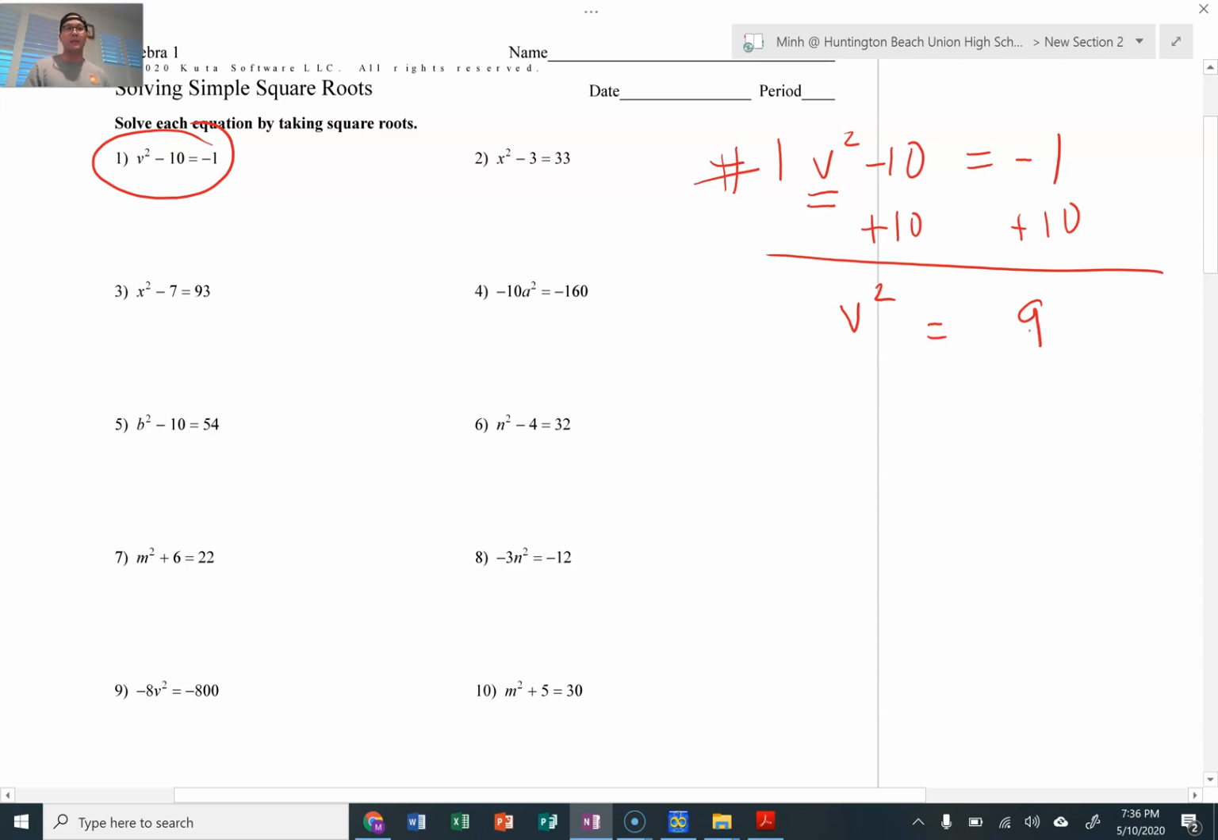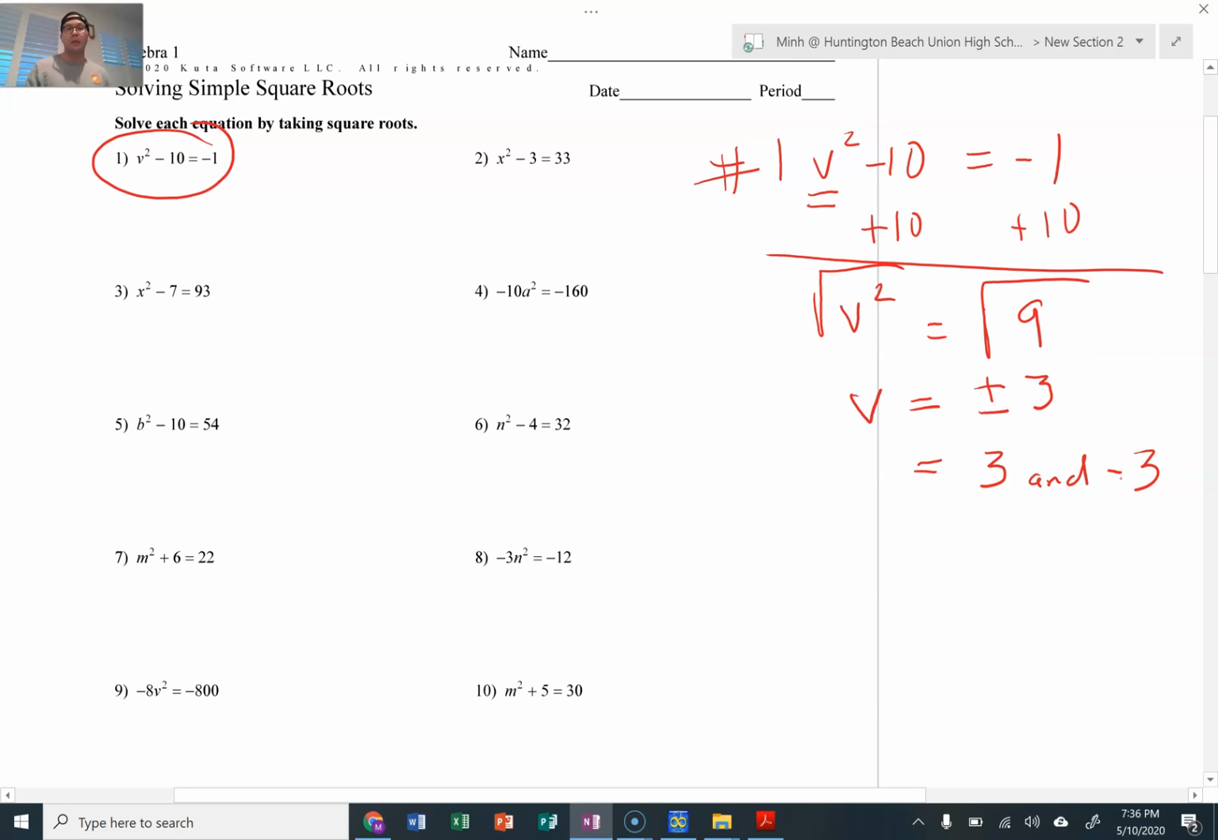Now the last part is getting the v completely by itself. So in order to get the v completely by itself, we're going to take the square root of both sides. And this is key, right? When you square root both sides, you're going to have a positive and a negative answer. So all you have to do is write plus minus, and then you're just going to write 3. So your answer is always going to have a plus and a minus solution. That's basically saying the same thing as, well, I have an answer of positive 3 and negative 3.